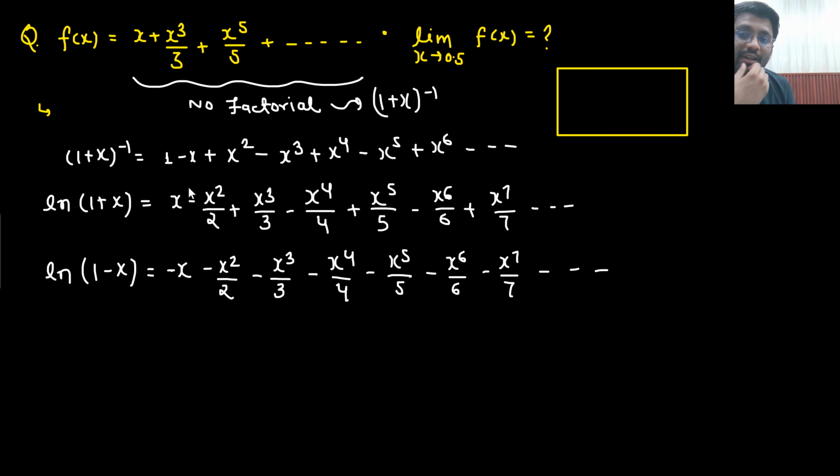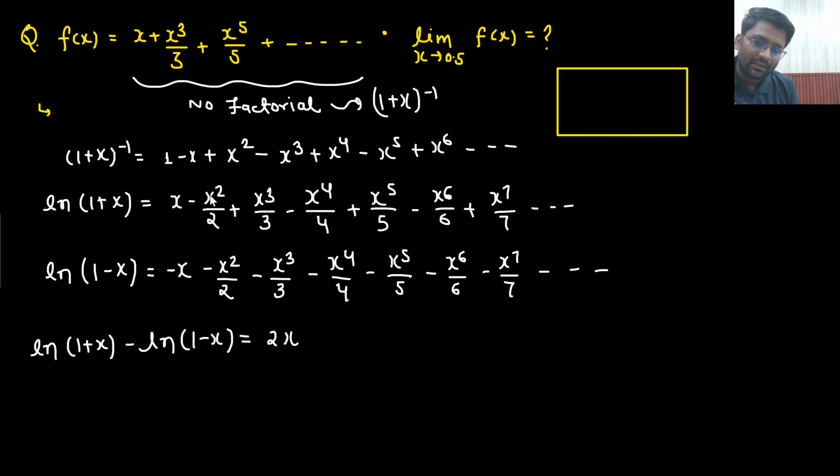Then I will think, what if I subtract both of them? Basically, what if I do this thing: ln(1+x) minus ln(1-x). If I do this, then what will happen? x minus of x will become 2x. Minus sign of this will get cancelled out. 2x^3. Basically, this will get the positive sign, no? x^3 divided by 3, and then you are subtracting, so this will become a positive sign. From here you are subtracting, this will become a positive sign, and this will get cancelled out.